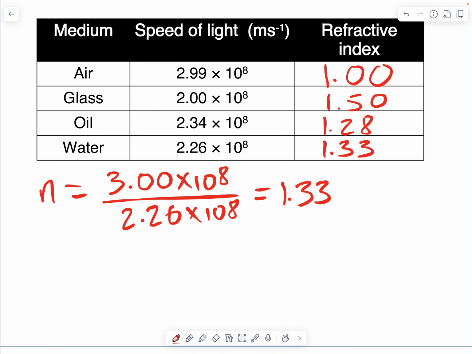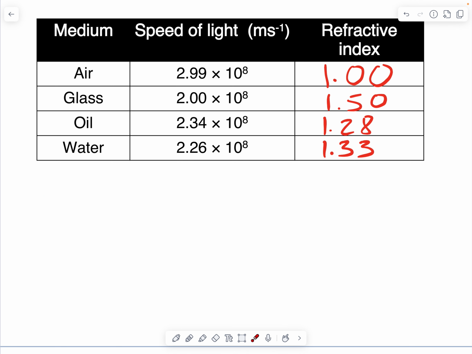Most of the time you're going to be dealing with glass, so the refractive index for glass is going to be somewhere around 1.5. It could be 1.56, could be 1.48. It depends on the type of glass. Then you may deal with water quite regularly as well at A level, and you may also deal with plastic. The speed of light in glass and plastic is very similar, so the refractive index for plastic is usually around 1.48 or something like that.